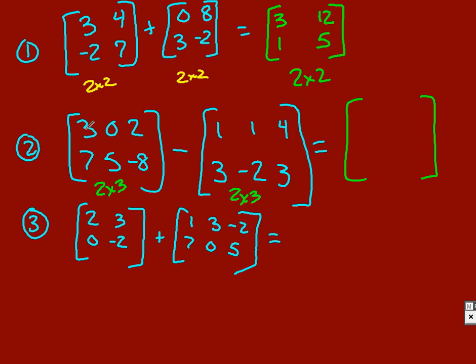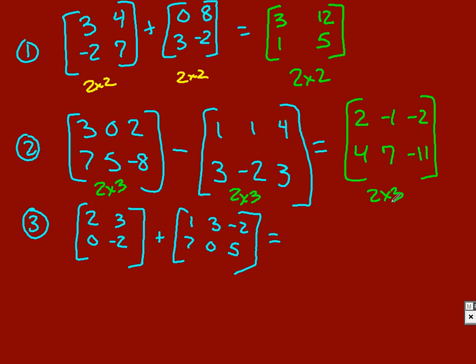And I'm doing subtraction. So 3 minus 1 gives me 2 in the top left. 0 minus 1 gives me negative 1 top middle. 2 minus 4, negative 2 in the top right. 7 minus 3 is 4. 5 minus negative 2 gives me a positive 7. And negative 8 minus 3 gives you negative 11. And again, you should notice still 2 rows, 3 columns for that resultant matrix.